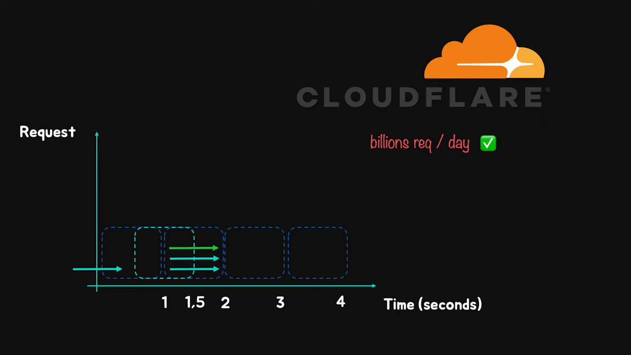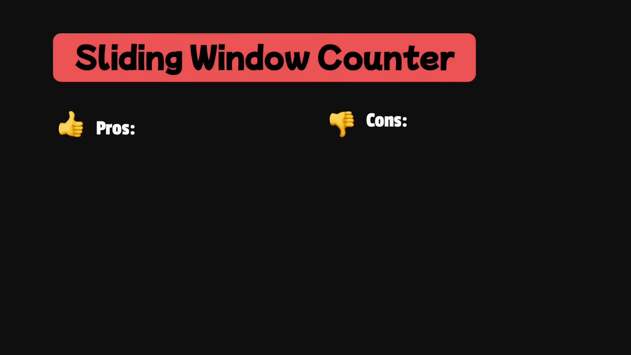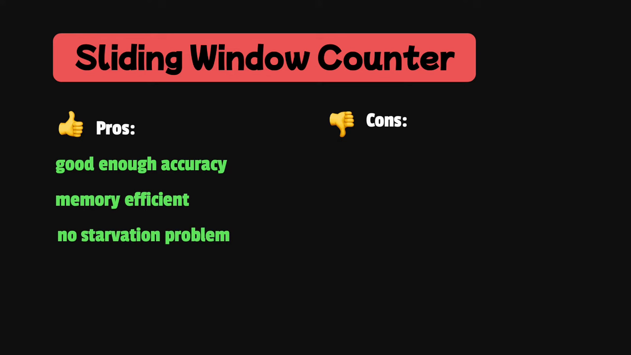Let's see what are the pros and cons of this algorithm. Sliding window approach solves the accuracy problem of the fixed window implementation. Also, this algorithm is nice on resources since it has a small memory footprint. And it also avoids the starvation problem that the leaky bucket algorithm has. However, it doesn't calculate an exact rate for the sliding window. It assumes that the requests in the previous window are evenly distributed. However, as mentioned, the difference in the actual result is so small that it's negligible.